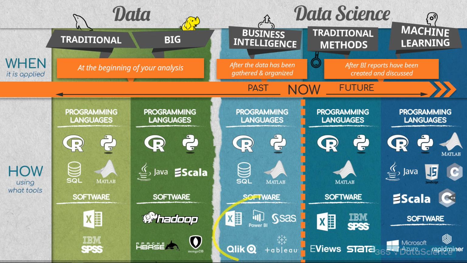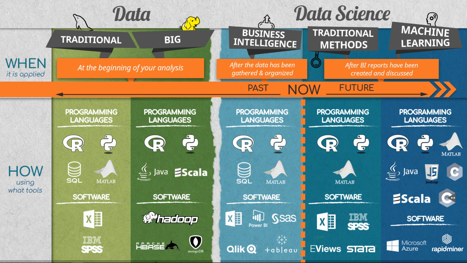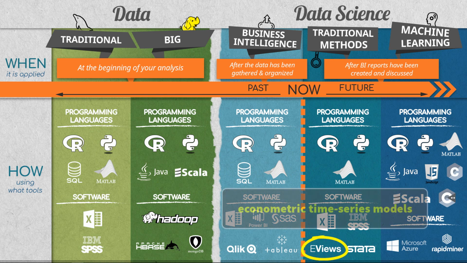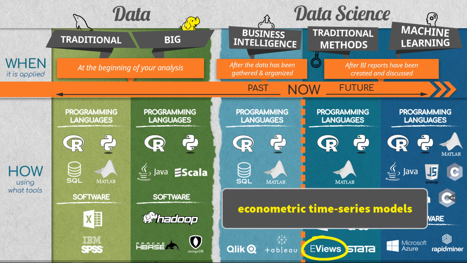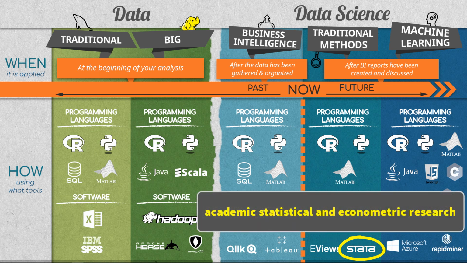Power BI, SAS, Qlik, and especially Tableau are top-notch examples of software designed for business intelligence visualizations. In terms of predictive analytics, eViews is mostly used for working with econometric time series models, and Stata for academic, statistical, and econometric research, where techniques like regression, cluster, and factor analysis are constantly applied.